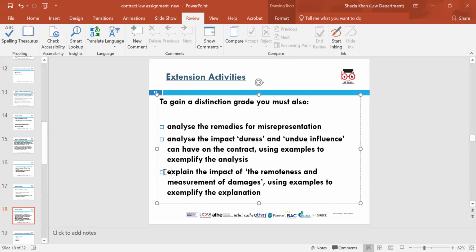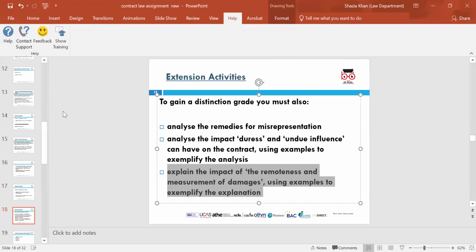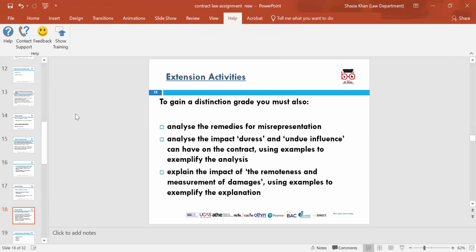And then the third part to gain the distinction is to explain the impact of the remoteness and measurement of damages using examples to exemplify the explanation. So each of these needs to be done for each task. Within sections 1, 2, and 3, you need to complete all the elements of that in regards to the assessment criteria. Each point, you need to make sure it's clear with a heading, and then you write under the heading.